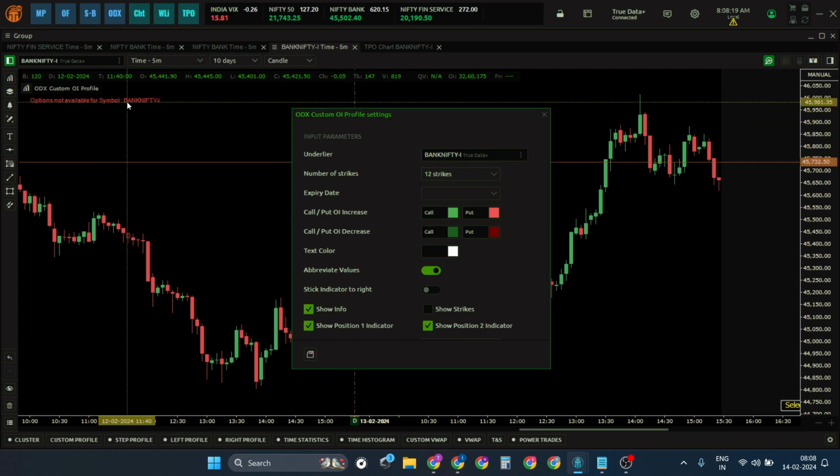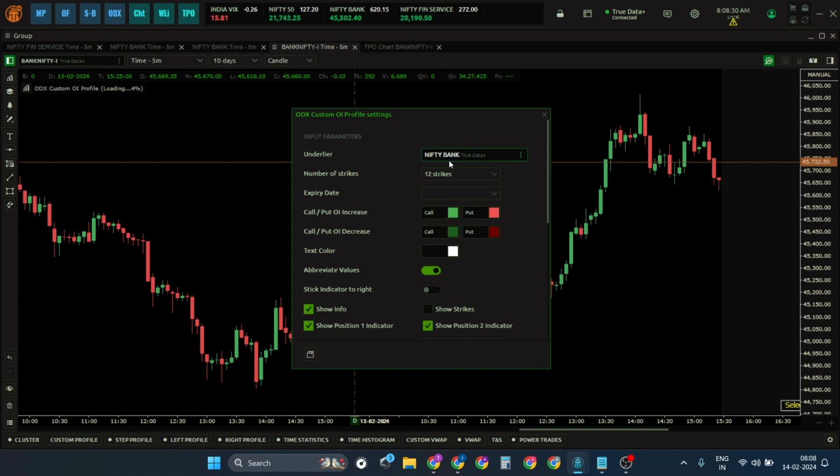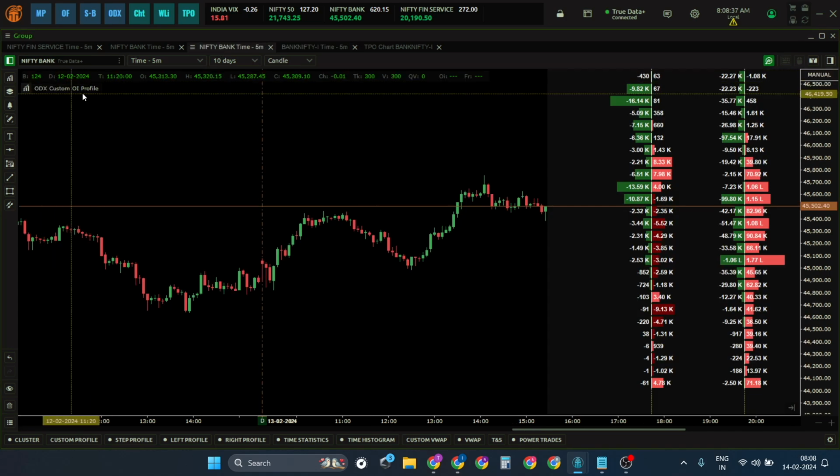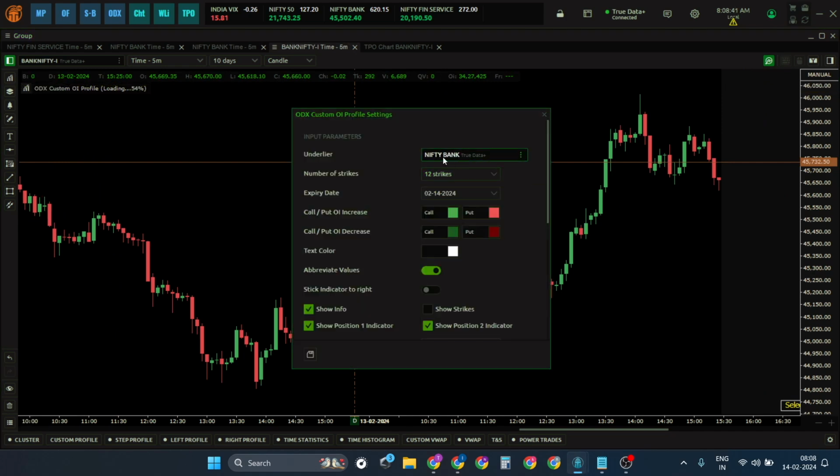But still, if you are getting an error like this, you simply need to select the Bank Nifty spot chart, or whichever index you are viewing, and switch to the spot chart. Why does this happen? If you are viewing the Bank Nifty spot chart, you will not get any error like this, as it directly identifies the underlier. But if you get this sort of issue, simply select the spot chart here, and it's very easy to do.